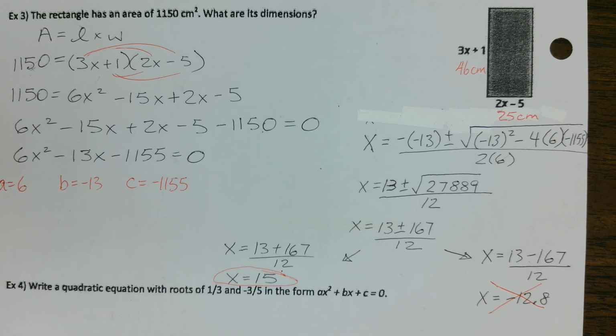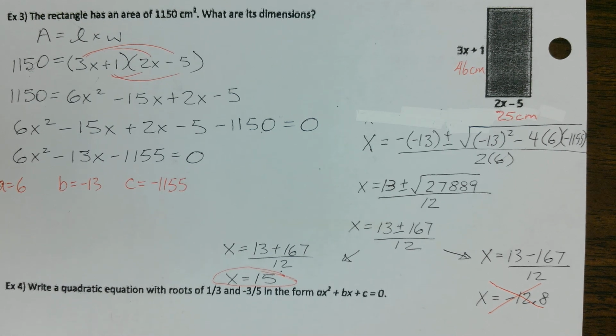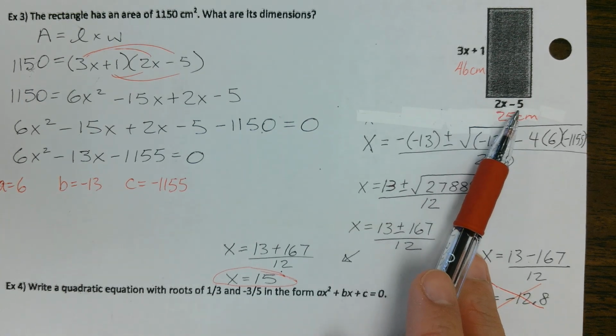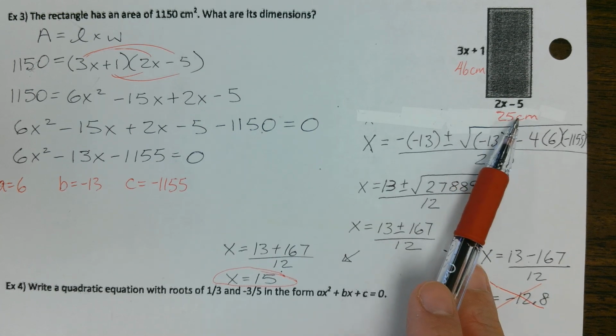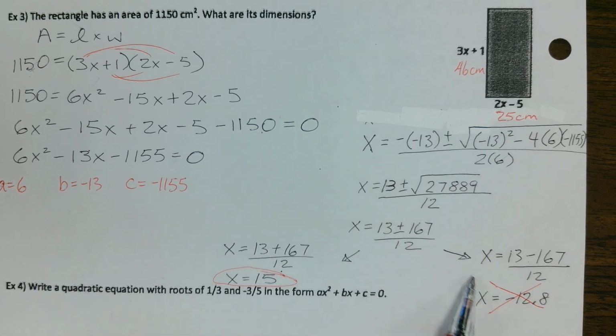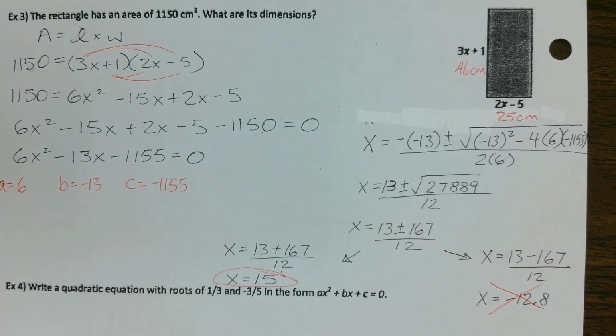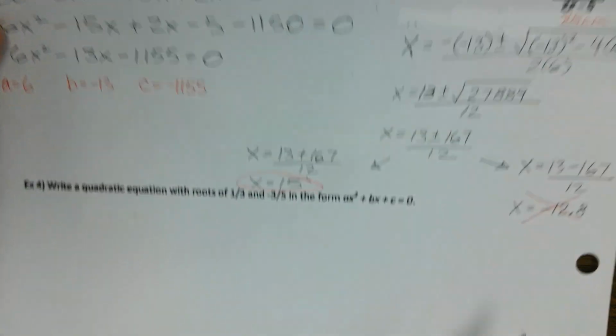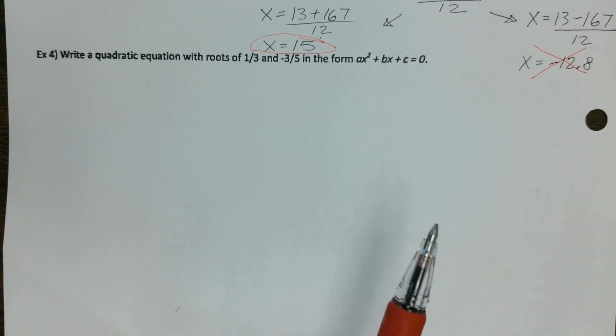Question on example 3? If you use x equals negative 12.8, would you still get the same answer? No, because if you plug in negative 12.8 in here, 2 times negative 12.8 minus 5, you'll get a negative dimension. And so that's why we rejected this. But you won't know unless you plug it into the thing, because sometimes it could still work. Good question. Okay, last example right here, and then we're done.